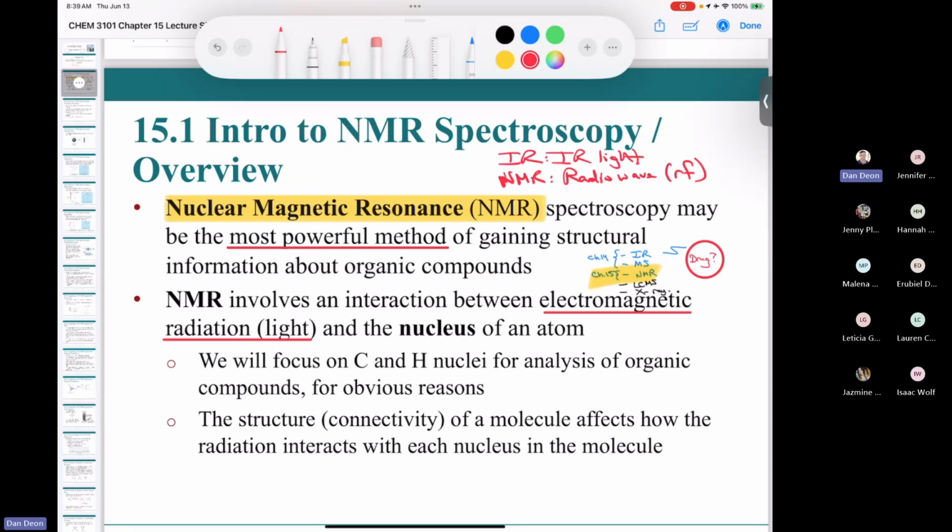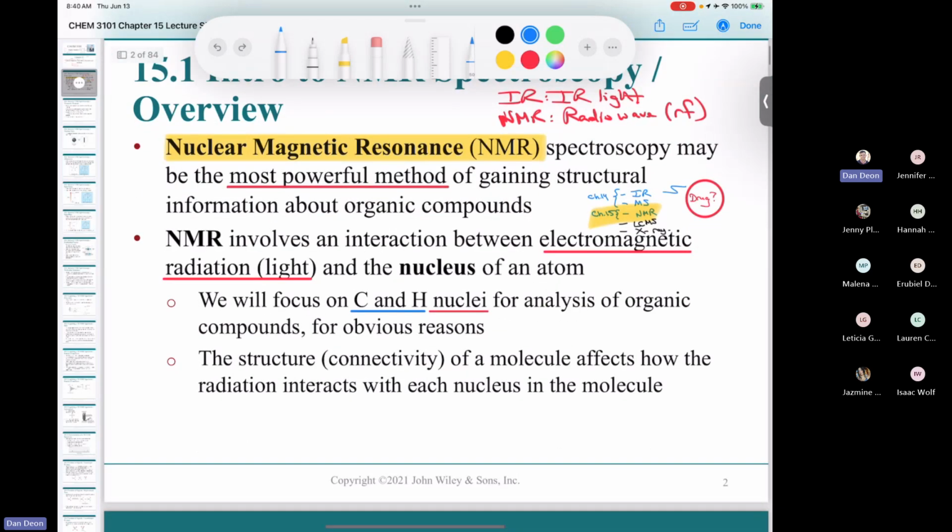So what are the nuclei that we're going to be looking at when we talk about nuclear magnetic resonance? Well, the two nuclei that we are interested in as Chemistry 3101 students are going to be carbon and hydrogen. Now, why would that be? It even says here, for obvious reasons. What are the two most common elements in this class? Carbon and hydrogen. You're probably rolling your eyes going, it's the only two elements we talk about, pretty much, with a leaving group here and there. And so structure, or the way that a molecule is connected together, is going to affect how the radiation interacts with each nucleus in the molecule.